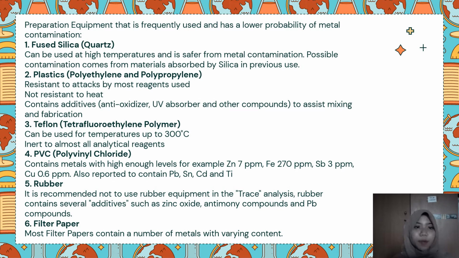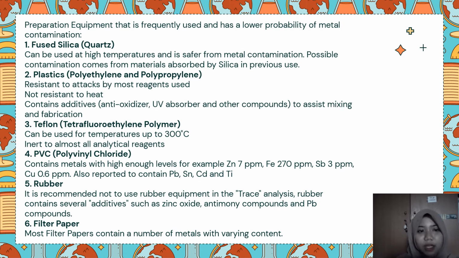And then, preparation equipment that is frequently used and has a lower probability of metal contamination. 1. Fused silica or quartz can be used at high temperatures and is safer from metal contamination. Possible contamination comes from materials absorbed by silica in previous use.